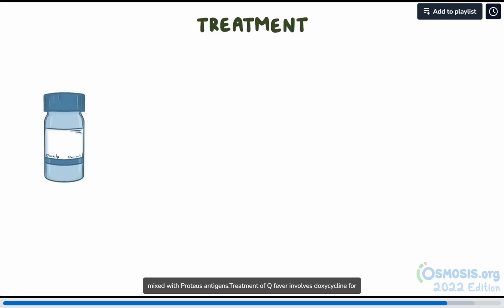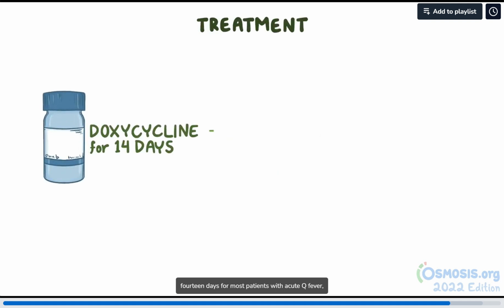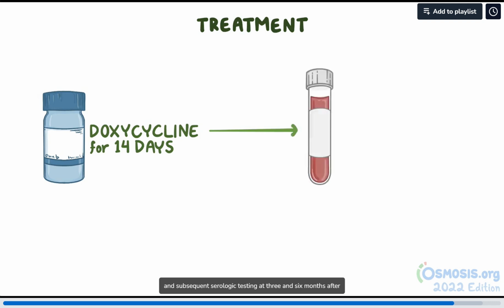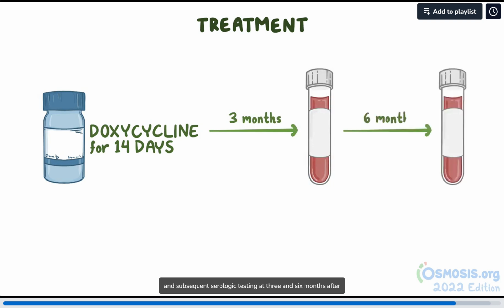Treatment of Q fever involves doxycycline for 14 days for most patients with acute Q fever, and subsequent serologic testing at 3 and 6 months after the treatment to confirm resolution of the infection.